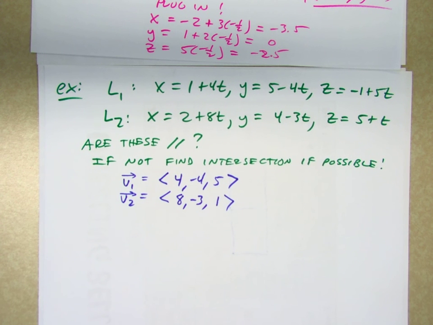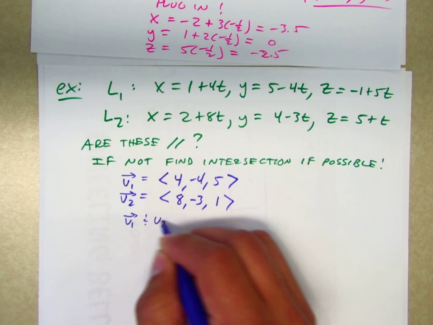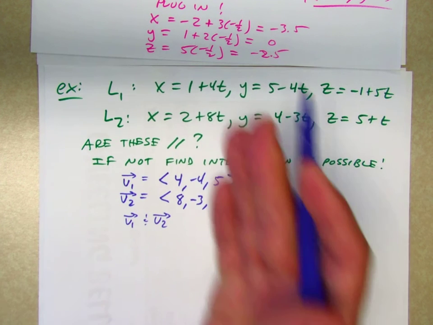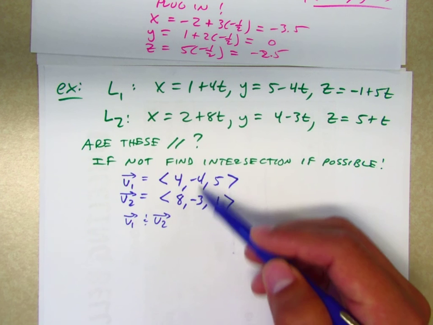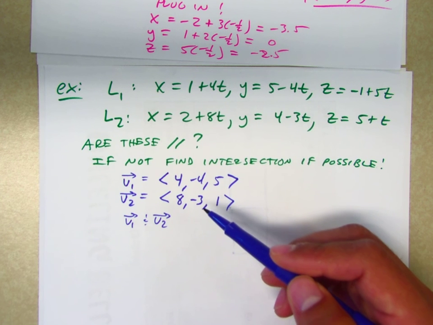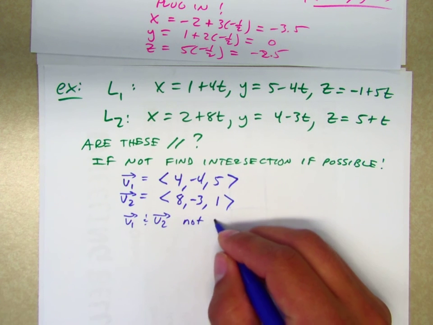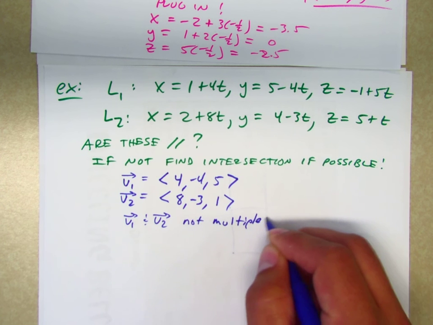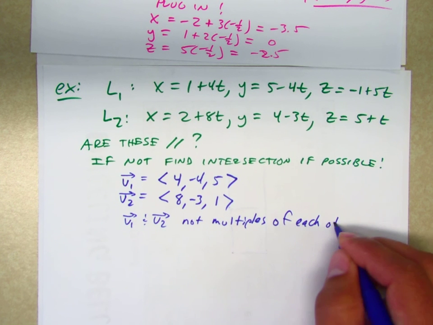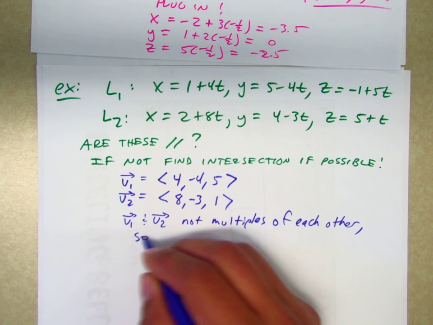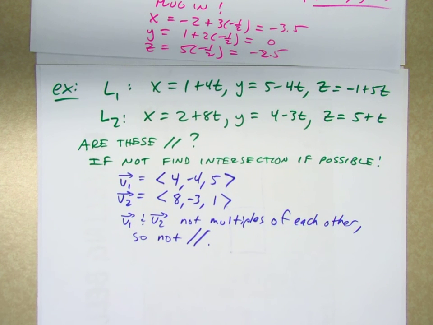These direction vectors, I mean, it's promising when you see the 4 and the 8, right? But as soon as you get here, you realize these are not scalar multiples of each other. Okay? So V1 and V2 are not scalar multiples of each other. So not parallel. So we've established that they're not parallel to each other.